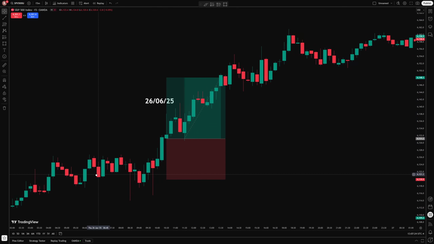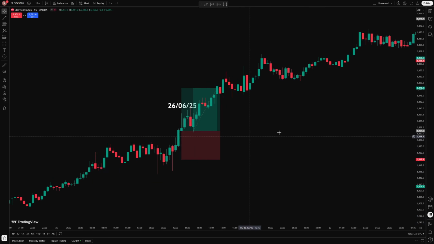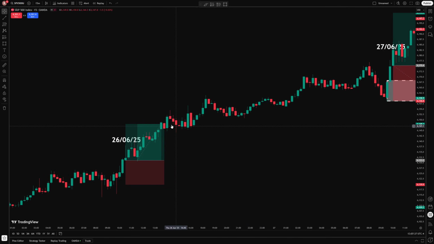Now this is a nice profitable trade, so there's nothing really wrong with it, but if I zoom out and just look further to the right, the trade continued quite a bit further. So even though I took a profit on it, there was quite a lot more that I could have potentially had.